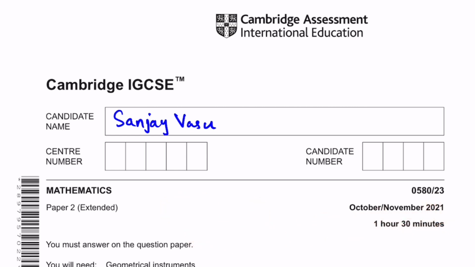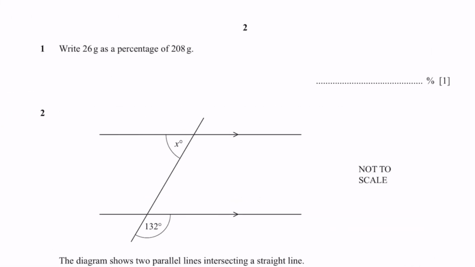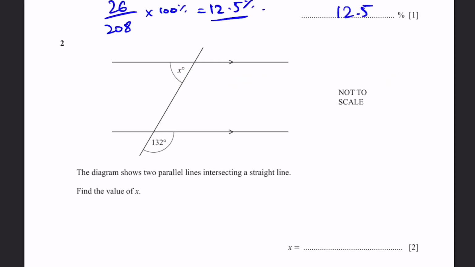Let's start. Question 1. Write 26 grams as a percentage of 208 grams. That will be 26 by 208 into 100%. 26 by 208 is actually 1 by 8. Into 100%, you get 12.5%. That's the answer.